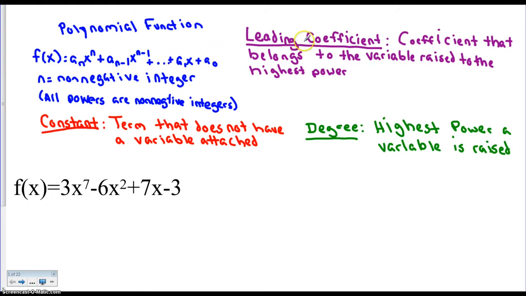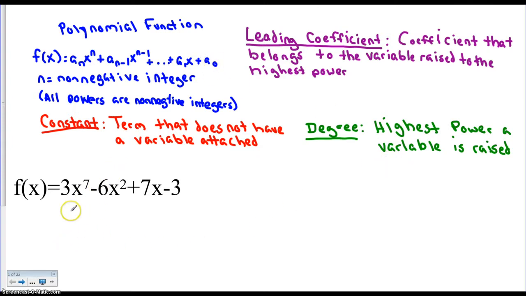There's a leading coefficient. A leading coefficient is a coefficient that belongs to the variable raised to the highest power. Okay? So like in this example, this term is the leading coefficient. Whatever that is, that's my leading coefficient because n is my highest power. Now there's also a constant term, and that's the term that does not have a variable attached to it. Okay? So like that would be right there. And the degree is the highest power.